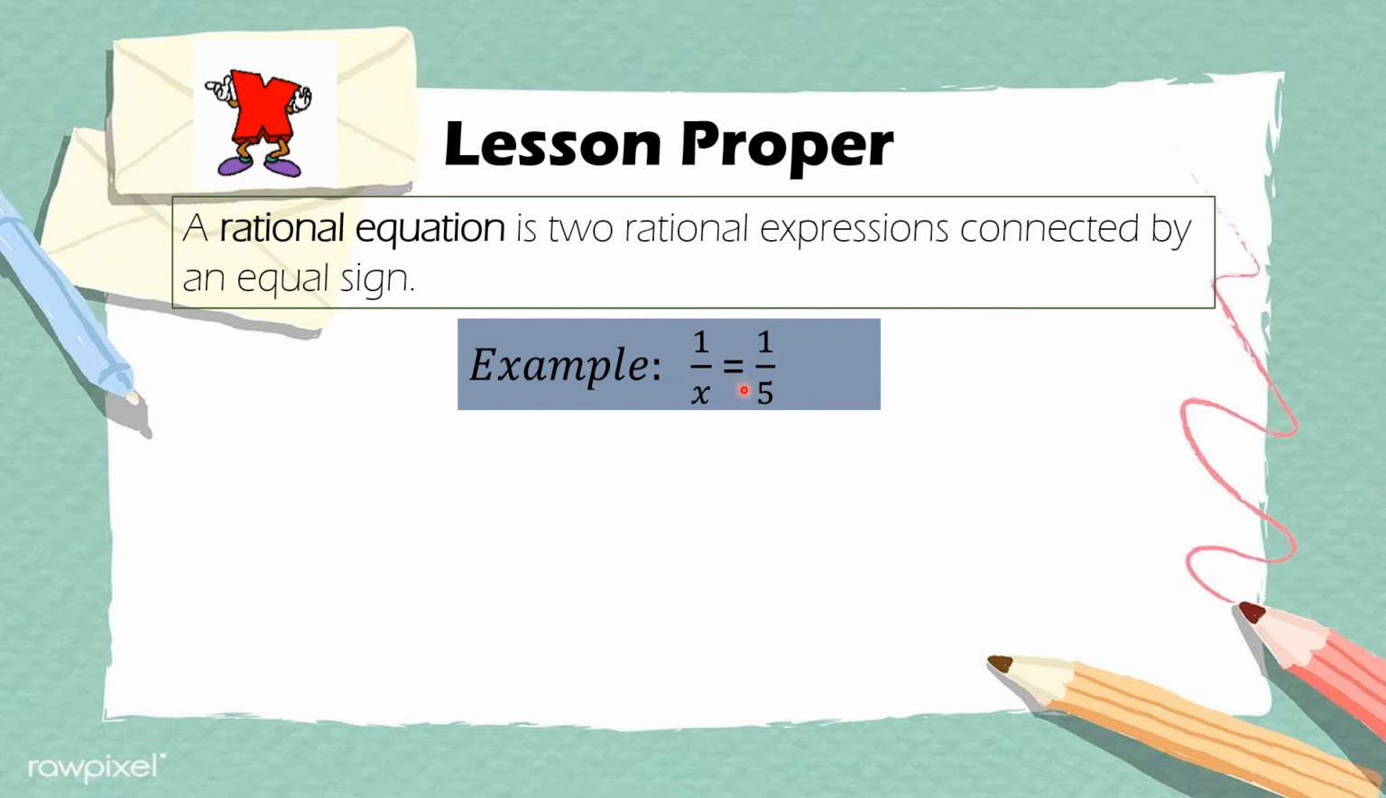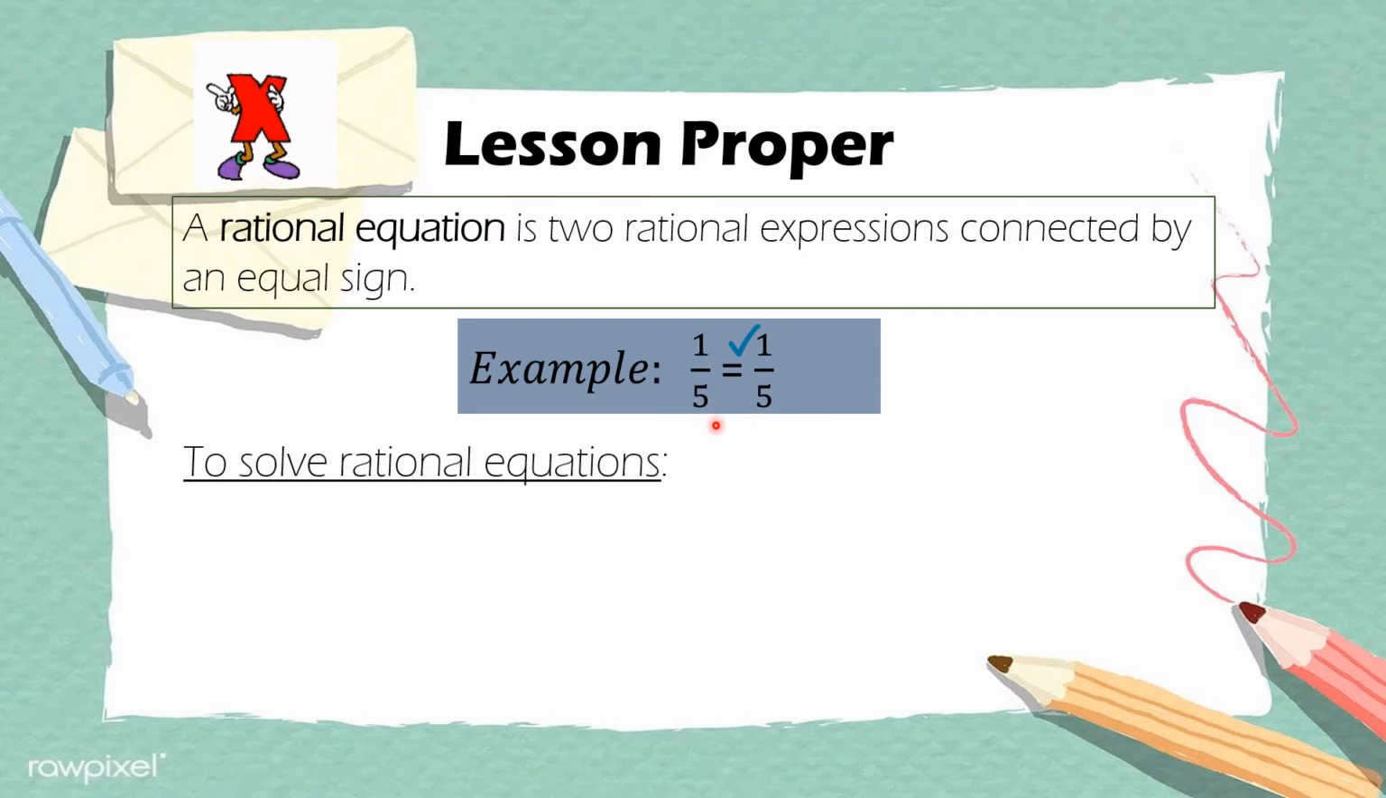In solving a rational equation, it means to find all the values of x for which the equation will be true. So here, the value of x is 5, so it is true. Or finding all the possible values of x that will make the two rational expressions equal. The values of x is what we call solutions of rational equations.